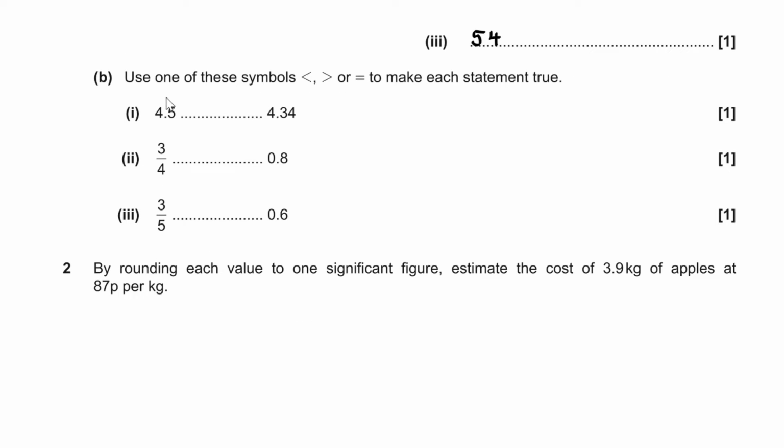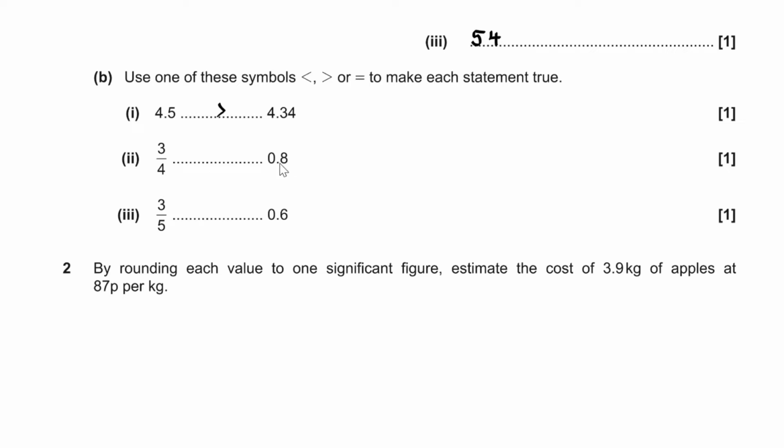Next, for part B, we have to use one of these symbols. We've got these strong inequality symbols, and we've got an equal symbol to make each statement true. Well, we've got 4.5 and 4.34. You can see 4.5 is greater than 4.34.